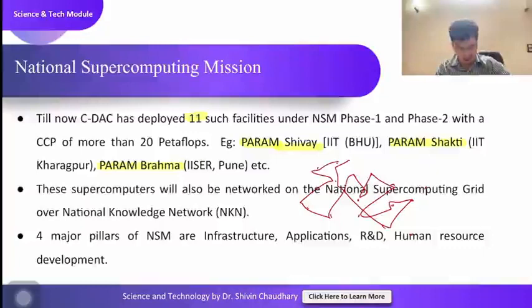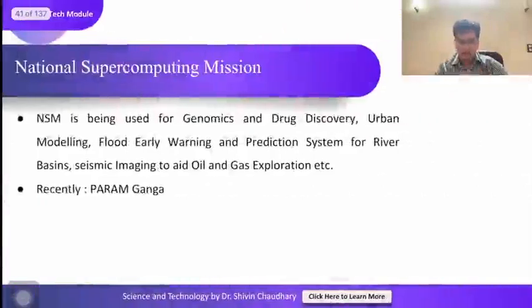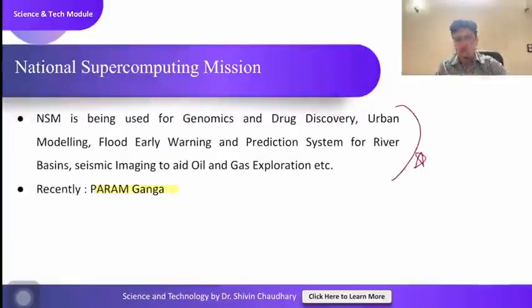What are the four main pillars here? There is infrastructure, applications, R&D, human resource. Again, not important for prelims. You can just skip through this. इसमें कोई इतनी बड़ी बात नहीं है. Param Ganga was launched recently. So these things, and of course, this is just a fast computer, so you can use it in everything, right?